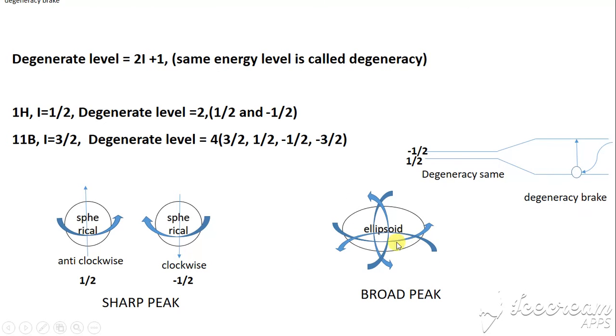But for ellipsoid nuclei, spin does not equal a half. Then the spin is 3 by 2, and according to this formula there are four degenerate levels for ellipsoid nuclei.